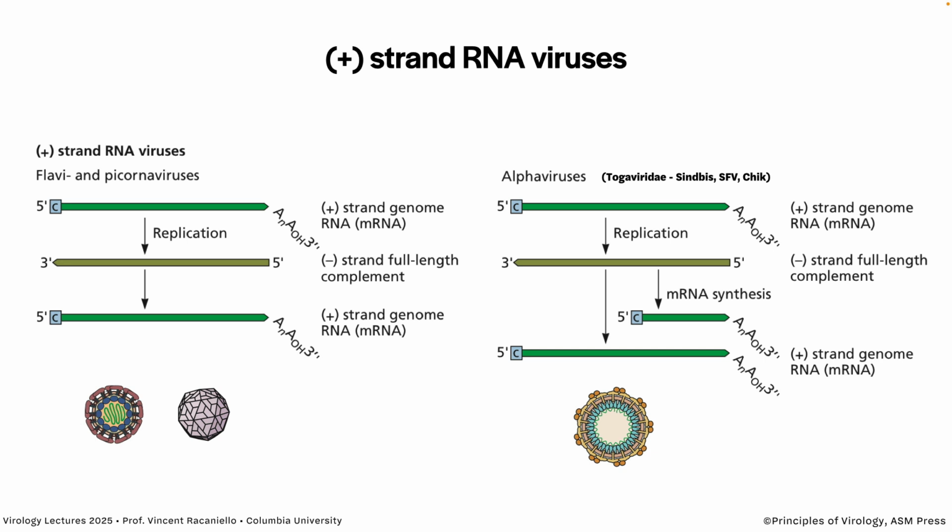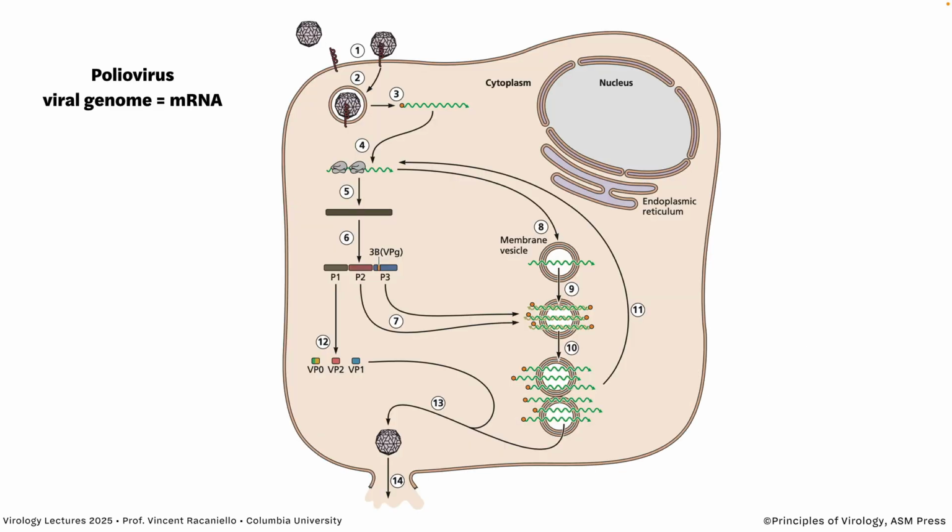The alphaviruses are also plus-strand viruses, like Sindbis, Semliki Forest, chikungunya. They're plus-strand viruses with the twist that there's a short mRNA. So the whole genome is plus-strand, but it's not all translated. There has to be a short subgenomic mRNA made. Just a little twist on the same strategy. All right, so how does this work?